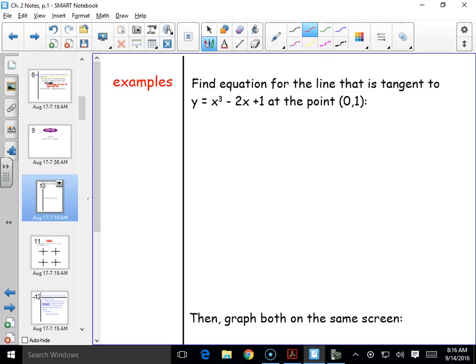All right, help me out. What were you using to find the equation for the tangent line? What's the first thing you did? Alternate definition. There are a couple different ones. Which one did you end up using?